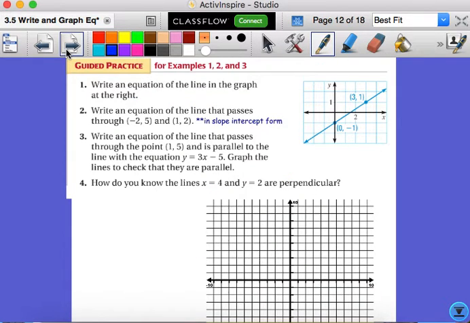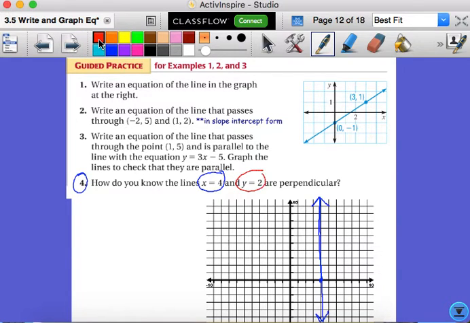So there's a couple of examples here for you to try. If you would like to give those a whirl, you are welcome to. We are, however, going to talk about number 4 together. So how do you know that x equals 4 and y equals 2 are perpendicular? So remember that x equals 4 says that all of the x values are 4 all of the time. So my x values are 4 on this vertical line right here. Every single point, no matter which one I pick, has an x value of 4.